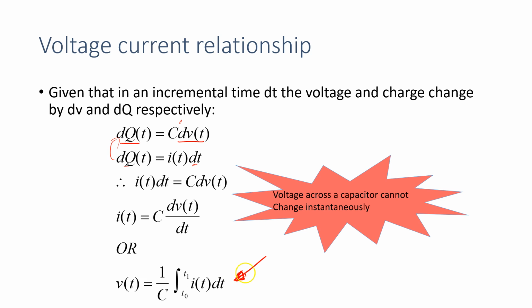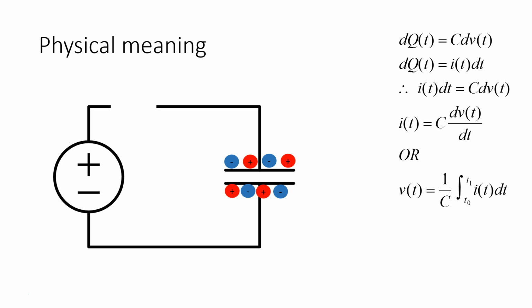What it tells me is that the voltage across the capacitor cannot change instantaneously. So even if I have a step in current, because I'm integrating between the limits of t0 and t1, if it happens instantaneously, that means t0 and t1 are the same value, then the value of the integral is going to be 0. So the voltage would not change regardless of how big a current is going into it. Instantaneously it cannot change. So let's see what this actually looks like and why this happens.